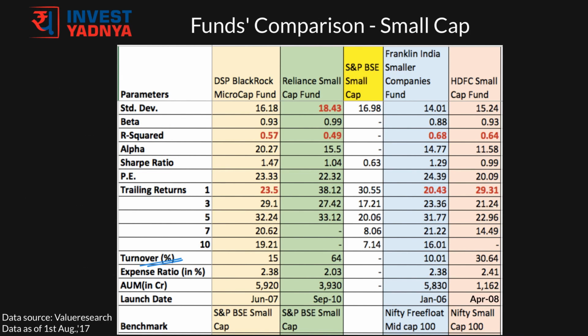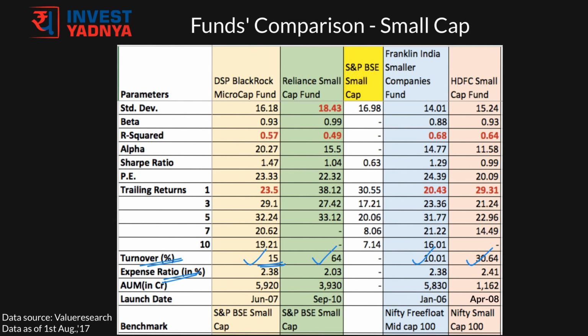Moving on to the turnover. A turnover value indicates the amount of portfolio replaced by the fund in the last 1 year. So DSP, Franklin and HDFC funds have a lower turnover, indicating a buy and hold kind of strategy followed by these funds. Reliance Small Cap Fund has a slightly higher turnover, but you should be bothered about this figure only if a higher churning of the portfolio is not able to pull out the kind of returns expected.